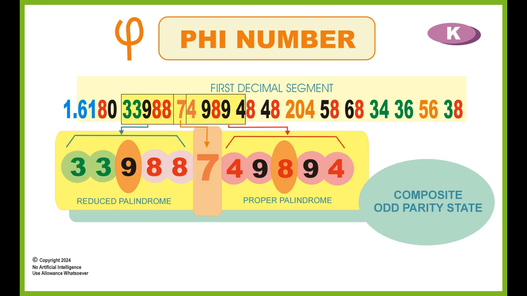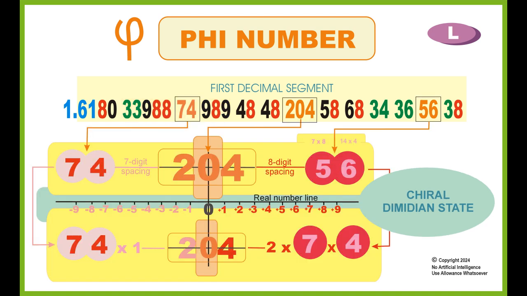6. Conjugate symmetry based on odd and even attributes as matching correspondence. 7. Chiral dimidiate symmetry, giving rise to the algebraic real number line.